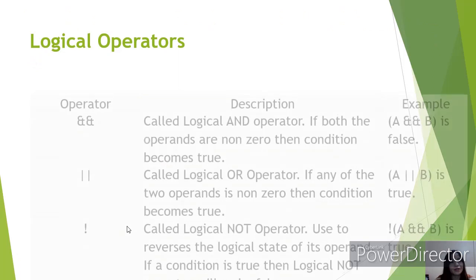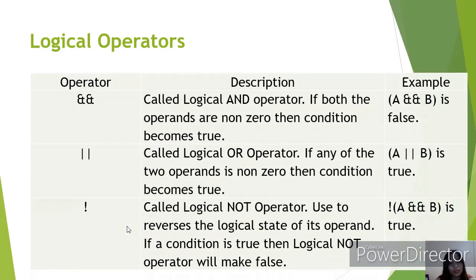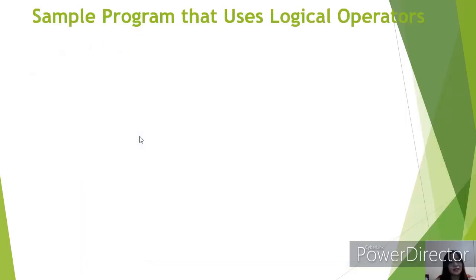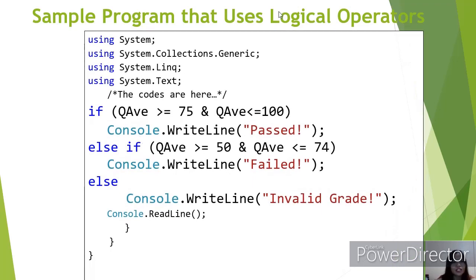And then logical operators. The table below shows the complete list of logical operators. I just need to correct that in C Sharp, it's only 1 here, not 2. Sorry for that. So there, and, or, and not. And then, the sample program that uses logical operators, we will just continue with the Qave there.